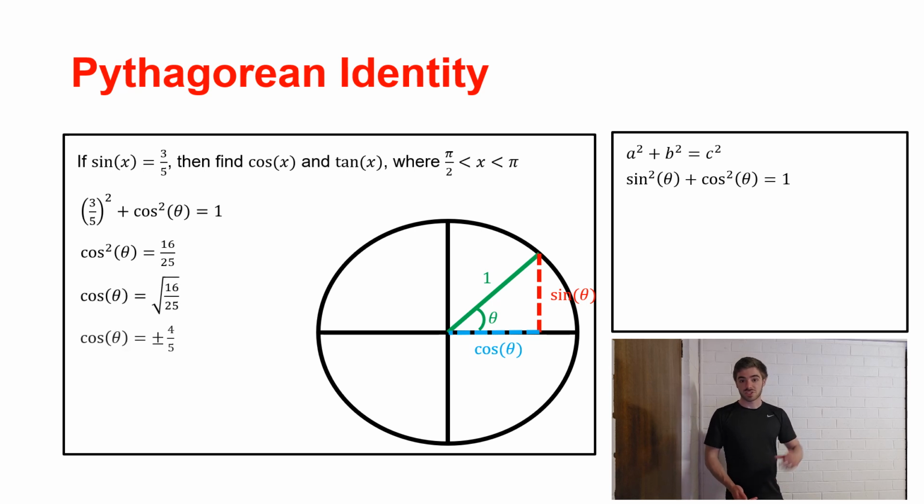This is going to require us to square root both sides, giving us a plus minus answer for the cosine. This is where the domain becomes important. The fact that our domain is between pi over 2 and pi means that we're basically talking about the second quadrant, which means that cos must be negative. Once we know what cos is, we can always find tan by just doing sine divided by cos and then just simplifying that result.